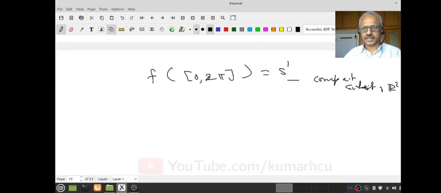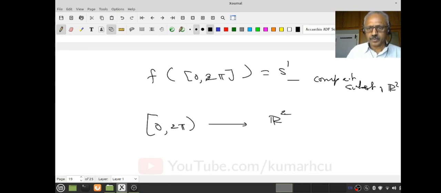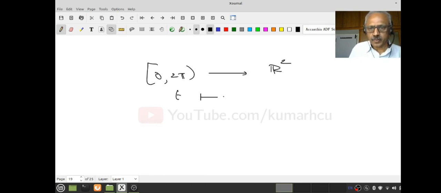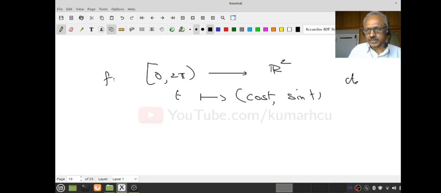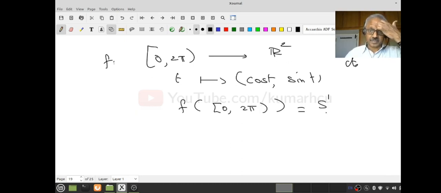Now restrict this f to this domain, namely t going to (cos t, sin t). Look at this function. This function is continuous. And what is the image? The image is again S1. Do all of you agree with that? And therefore this function f is onto.